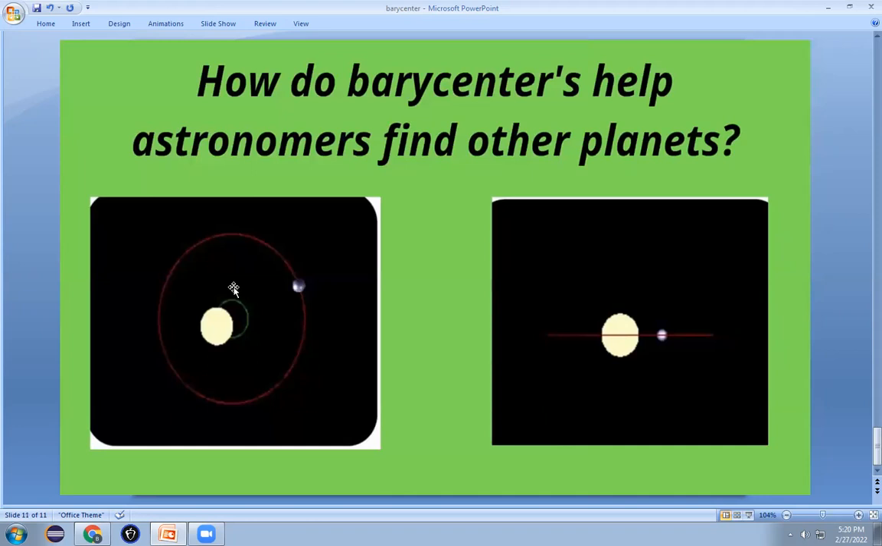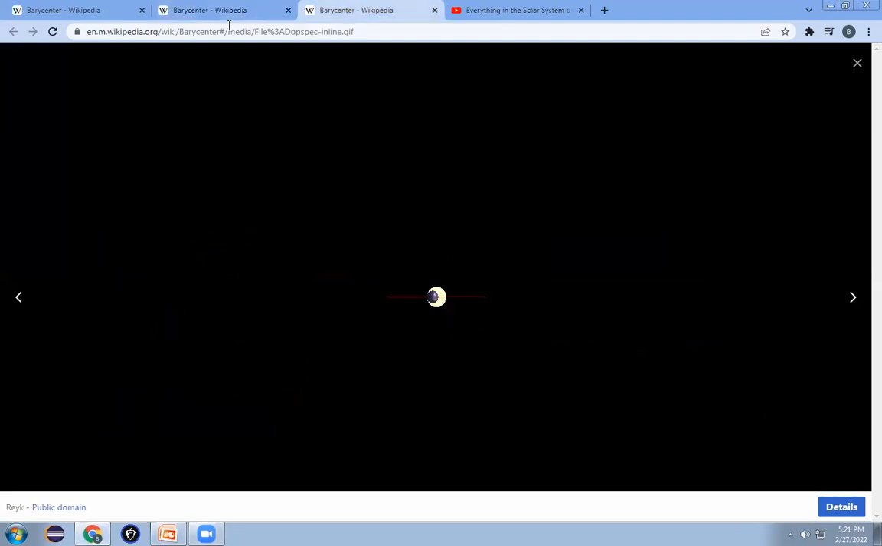Now, how do barycenters help astronomers find other planets? Let's learn in detail. So, imagine a star is there and it has planets. The star orbits around a barycenter. So, this causes the star to look like it's wobbling. For example, see this. So, there is a star and there are planets. When the star is orbiting around the barycenter, it causes the star to look like it's wobbling.